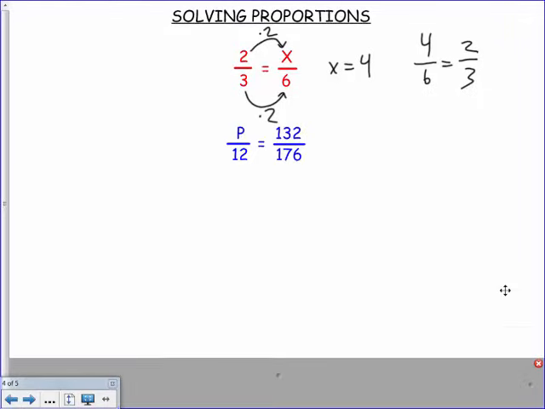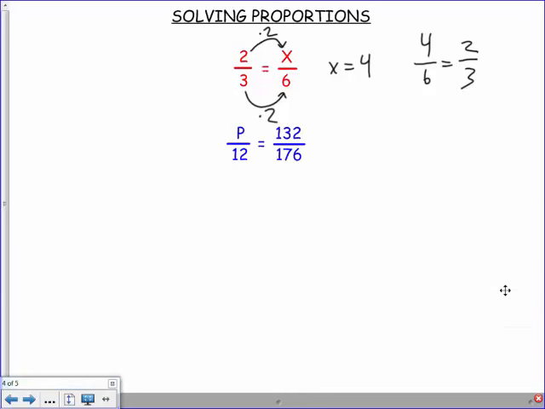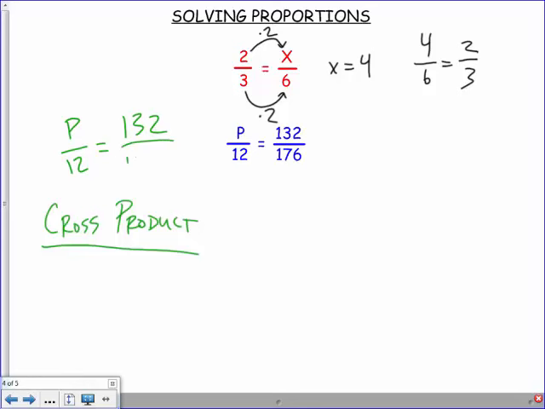But there's going to be times where you can't tell right away. So what can we do? Well, one method is what we call the cross product. The cross product method is you take your proportion and you cross. Well, what does product mean? Yeah, it's multiply. It's the answer when you multiply. So we're going to cross multiply.